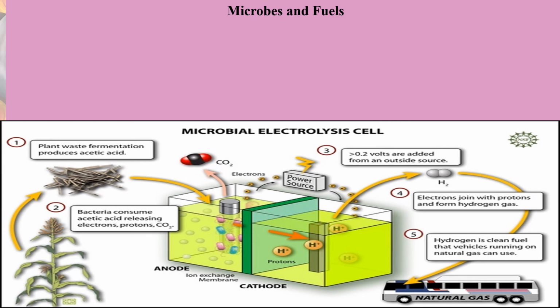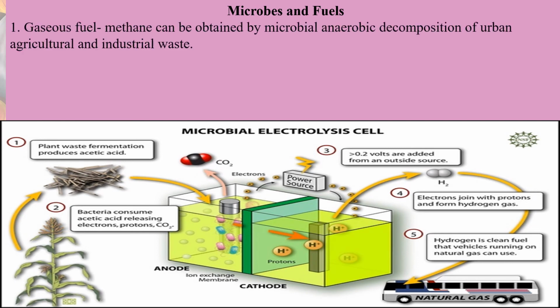Let's talk about microbes and fuels. Now, how do you relate microbes and fuels together? Gaseous fuel, that is methane, can be obtained by microbial anaerobic decomposition of urban, agricultural and industrial waste.